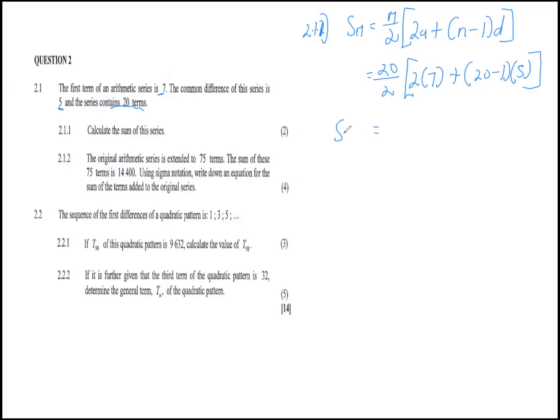You get that the sum of 20 terms will give us what? 1090, right? So that's it. You're just going to get a mark for the substitution and the correct answer.